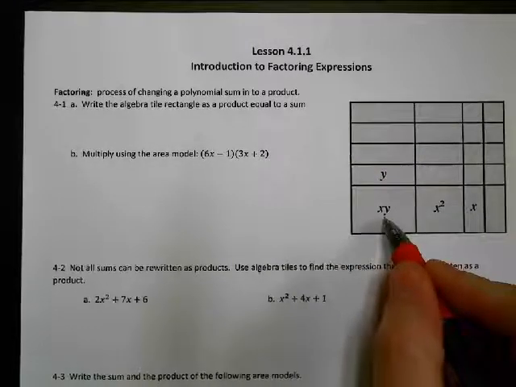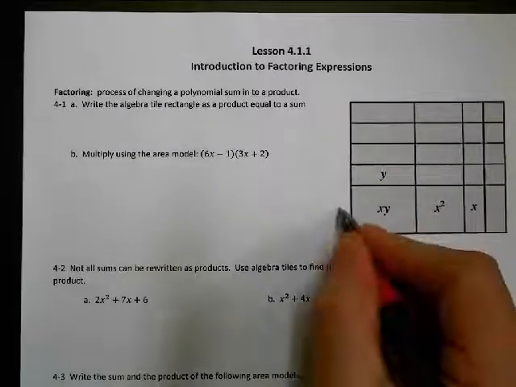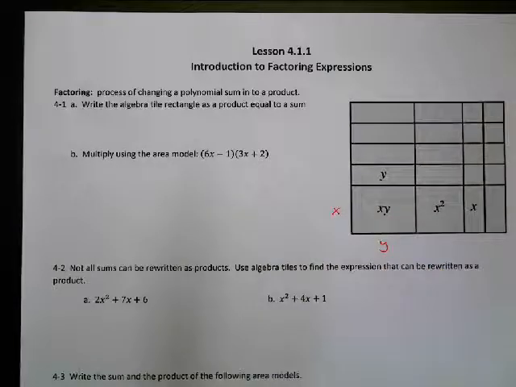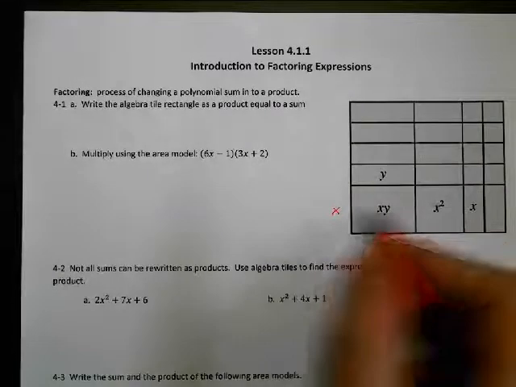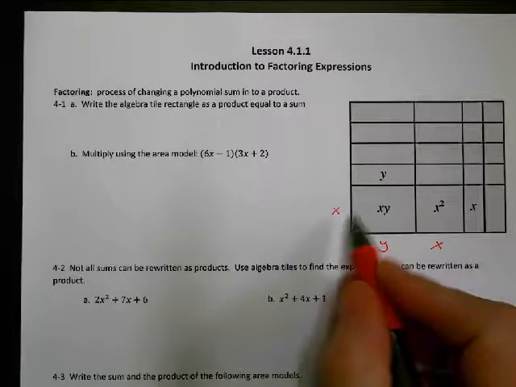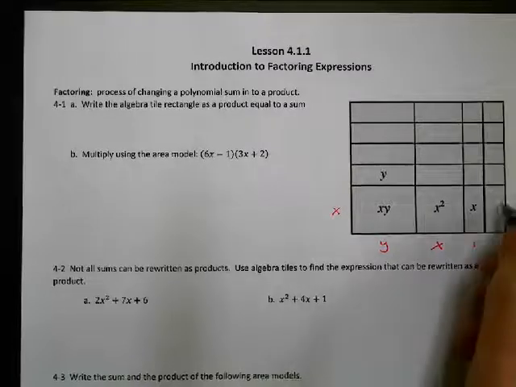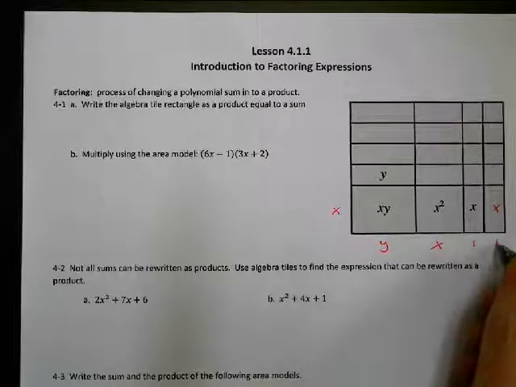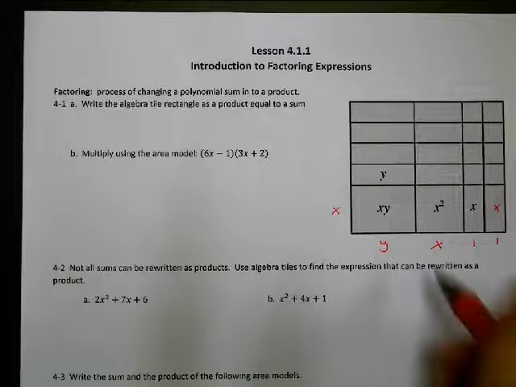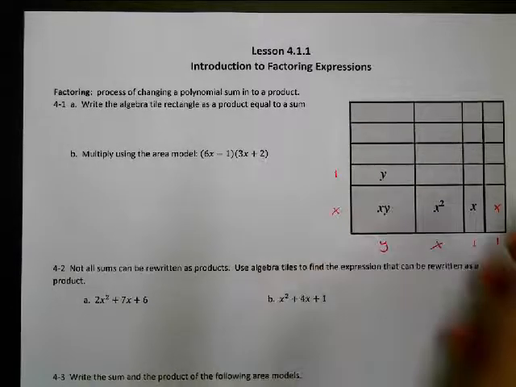So if this is xy and this is x squared, so this must be the x and this must be the y right there. And then this is x times x to get x squared there. And then this must be x times 1 to get that there. So let's see, this is x and this is a 1 because x times 1 is x. So this must be a 1 right here because y times 1 is y.